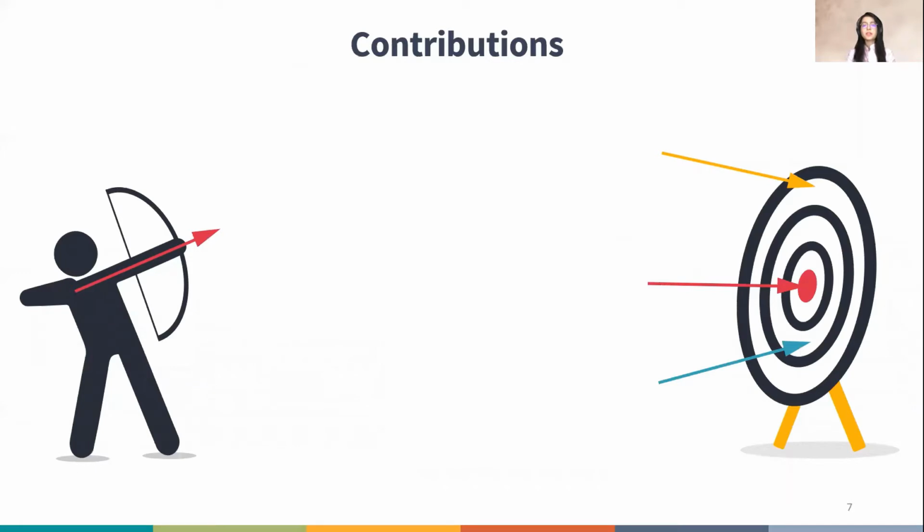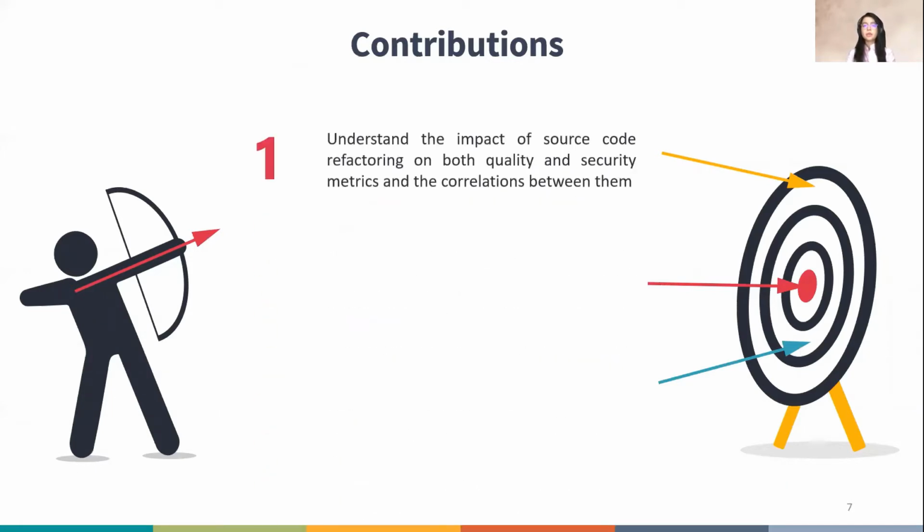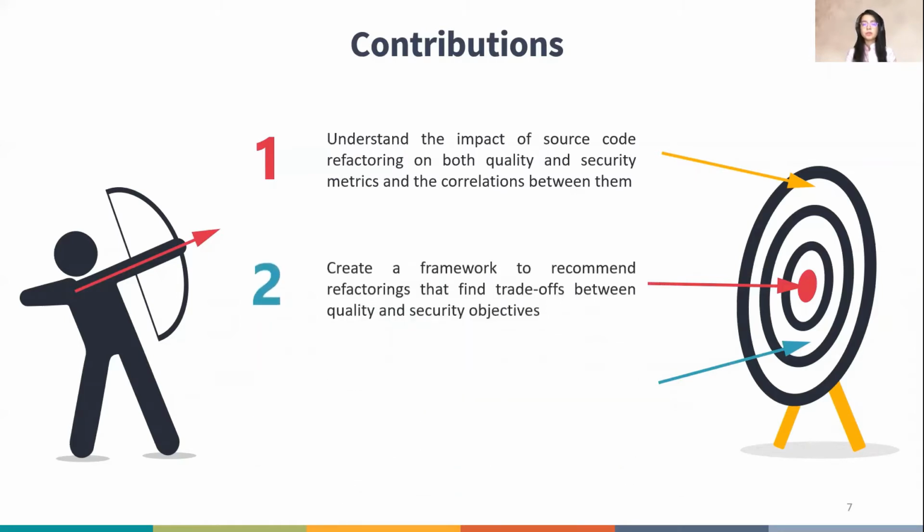In this study, we have three main contributions. The first one consists of understanding the impact of source code refactoring on both quality and security metrics and the correlations between them. We also created a framework to recommend refactorings that find trade-offs between quality and security. And finally, we validated this framework on open source systems.